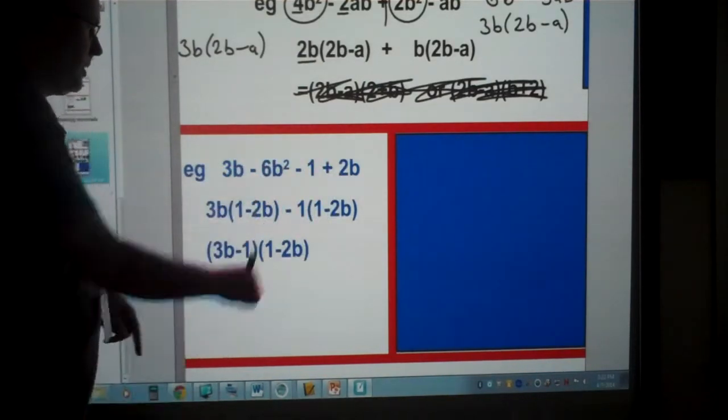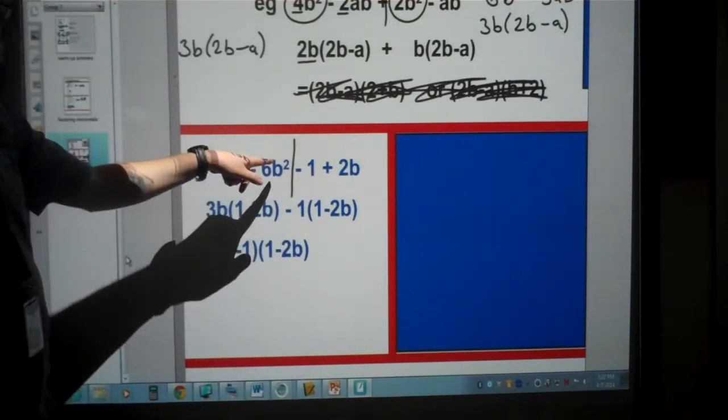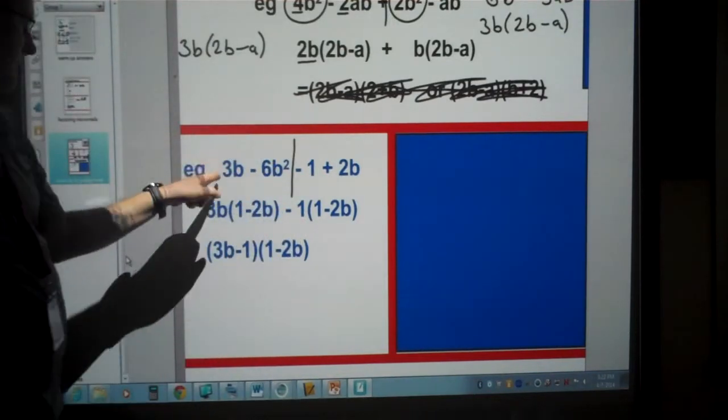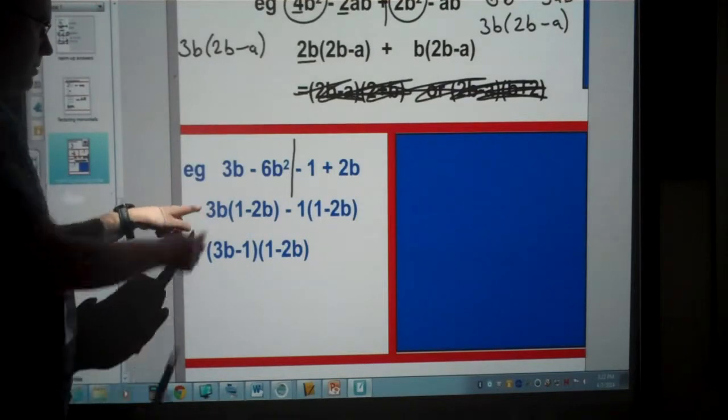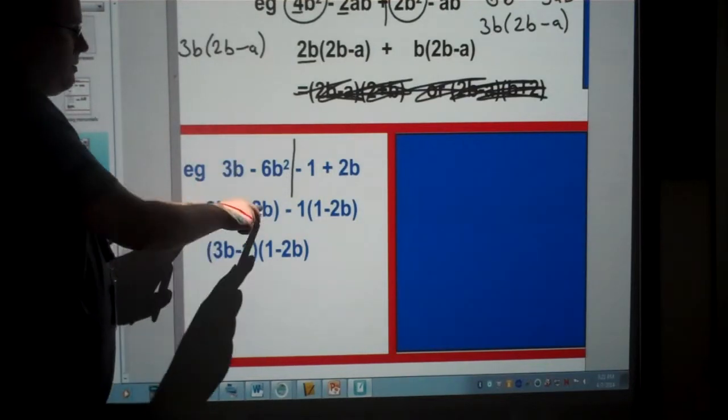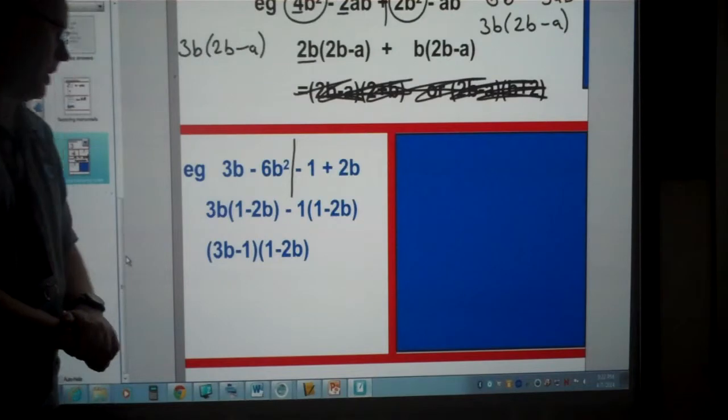This time I can split this in half here. 3b and negative 6b squared. So 3 and b are certainly a factor of both. 3b times 1 is 3b. 3b times 2b gives me 6b squared.